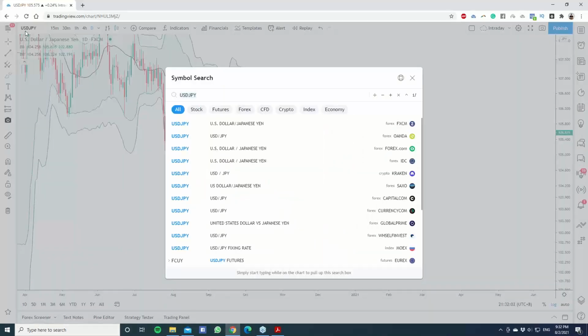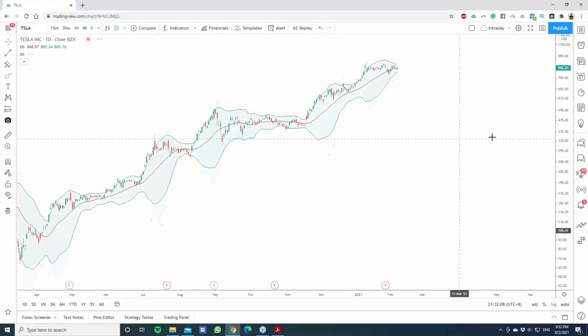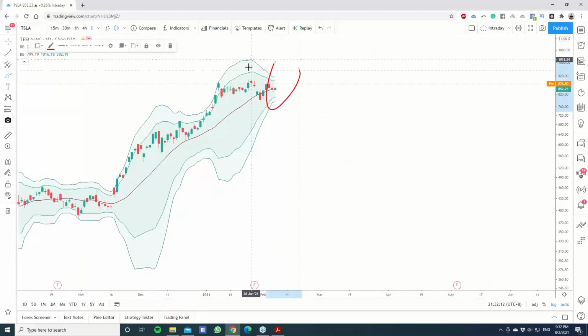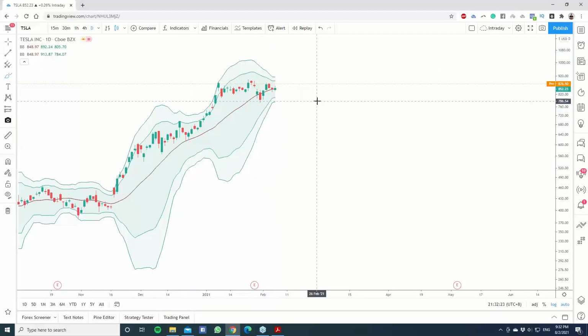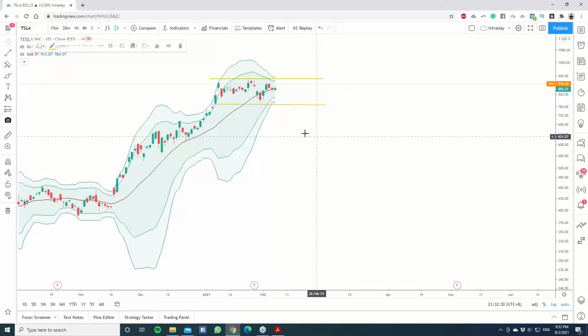I think even stocks you can use it, or indices. One of the most common stocks right now is Tesla. Take a look at this. This is squeezing, can you see that? It was widening and now it's squeezing. When it's squeezing, you know there's a very high chance that eventually it will break out. Then you have your high and low, and you wait for the breakout.